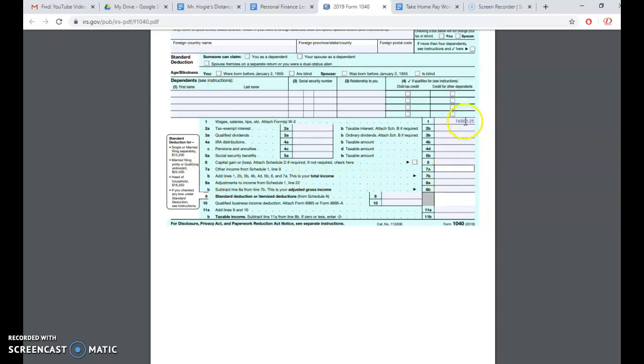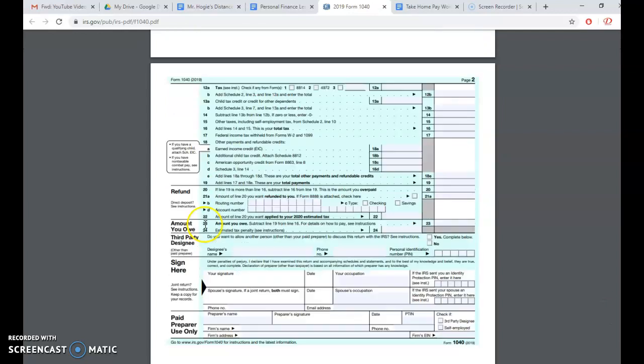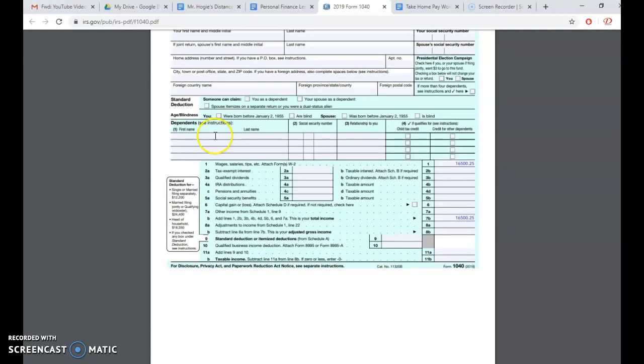So it's pretty easy for us. We just take that number there and we put it down here. It's the same number. And then it says add. Oh, I put it in the wrong one, didn't I? So it's got to go in this one. All right. Adjustments to income, Schedule 1. Line 22. You'd have to go and look at that down there.